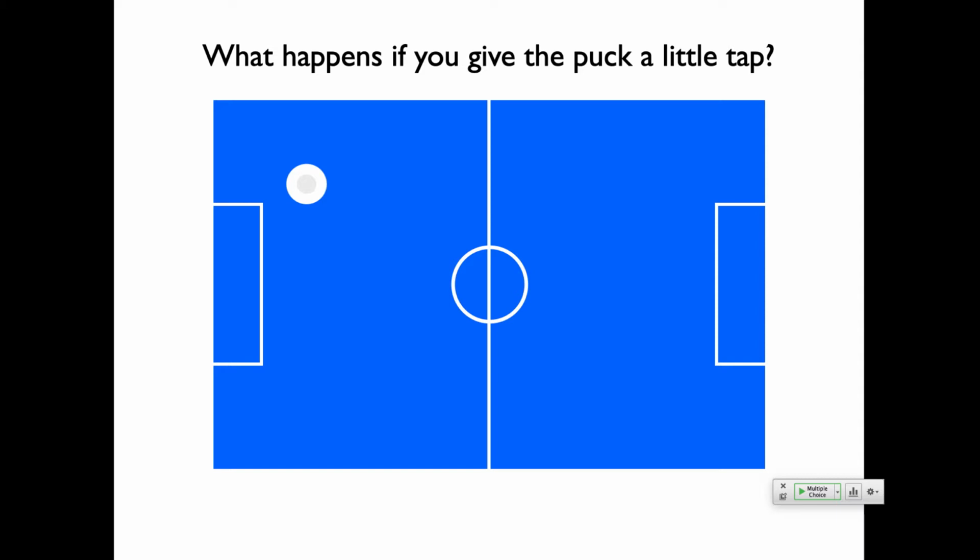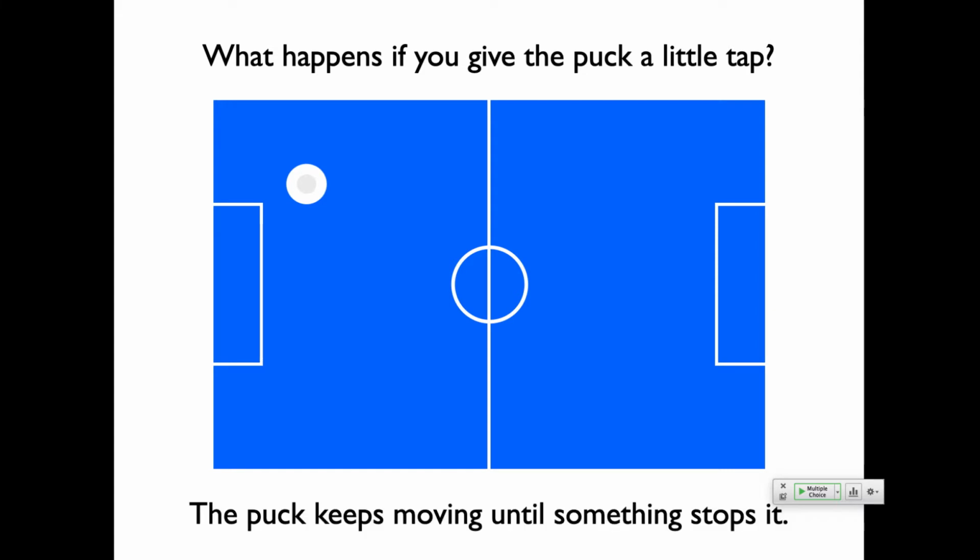Which is a weird thing to think about. But you can kind of do this in space, which is neat. So the puck keeps moving until something stops it or changes its direction, and that means it has to come into contact with something else or interact with a long-range force like gravity, okay?